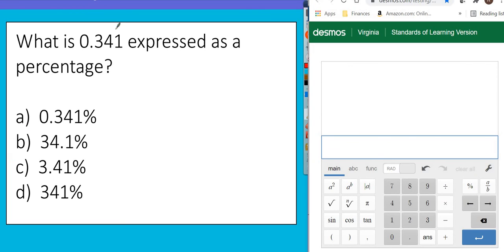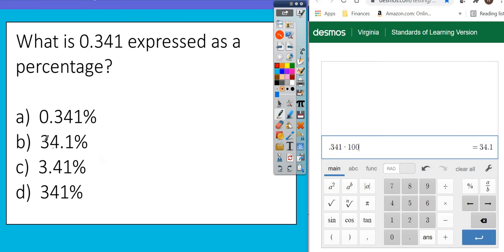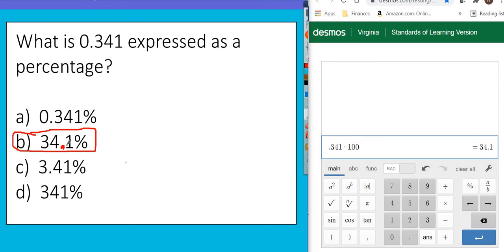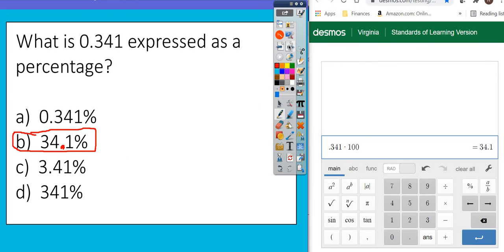All right, let's check this next one. It says, what is 0.341 expressed as a percent? Well, we know how to do that. Let's put that straight into our calculator, 0.341, and let's multiply it times 100. That gives us 34.1%. Now, be very careful when you choose your answer because they all have the same numbers, but this is the one that says 34.1. So be extra careful when you're doing this. Make sure you multiply by 100 and make sure you're careful to choose the answer.